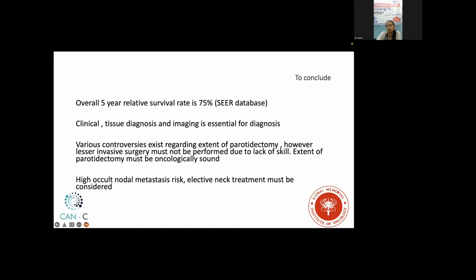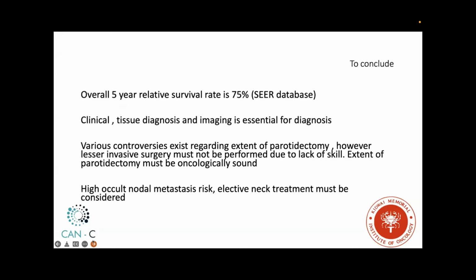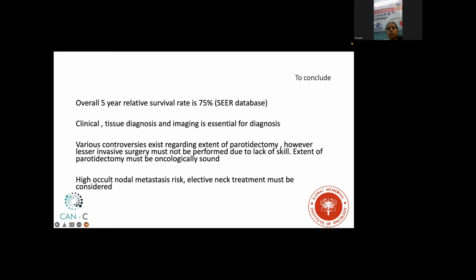The extent of parotidectomy, as I described before, should be based on the grade and stage of the tumor, and must almost always be oncologically sound. And in tumors with a high risk of occult nodal metastasis, an elective neck treatment must be considered.